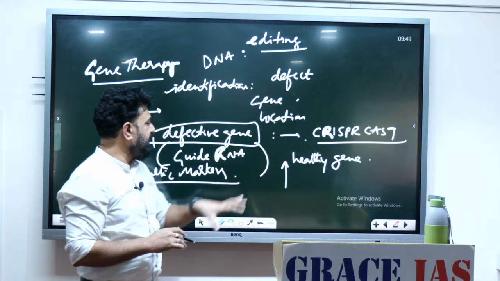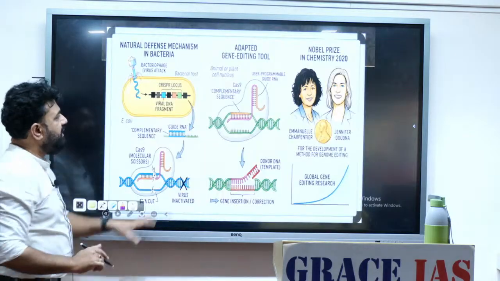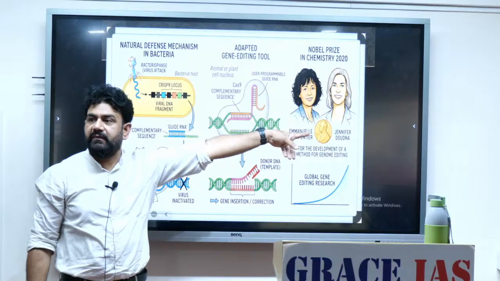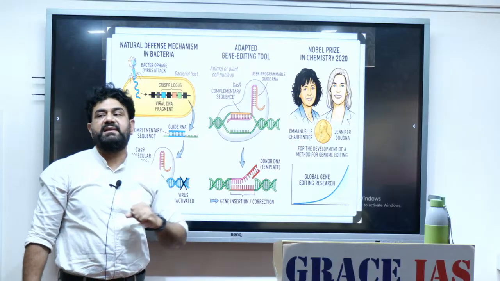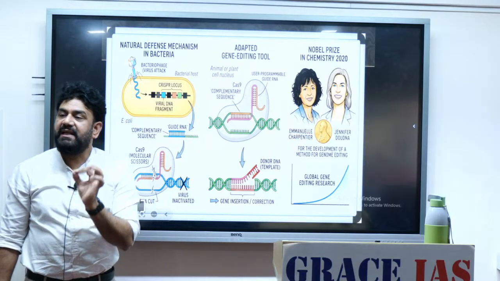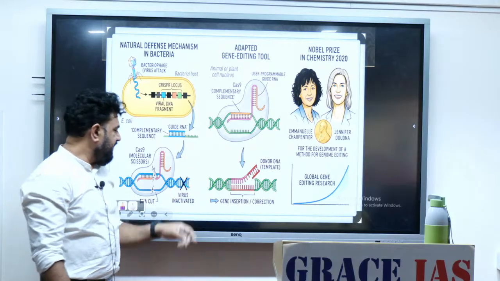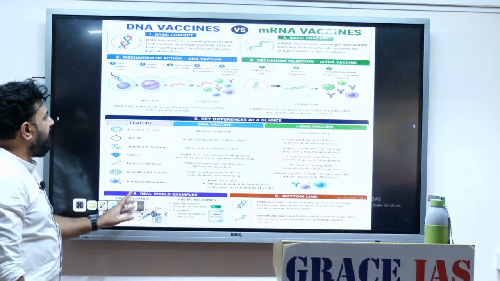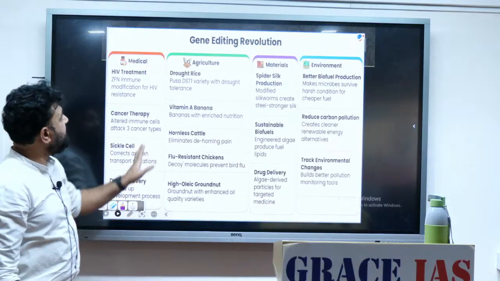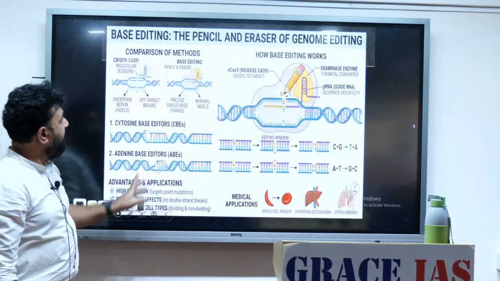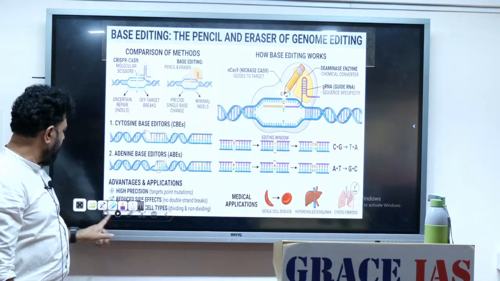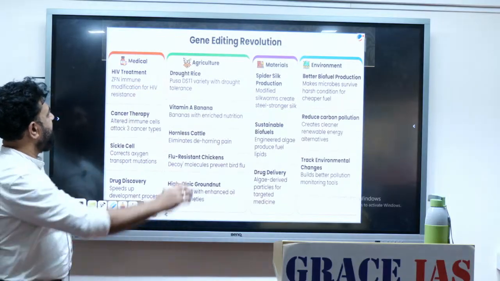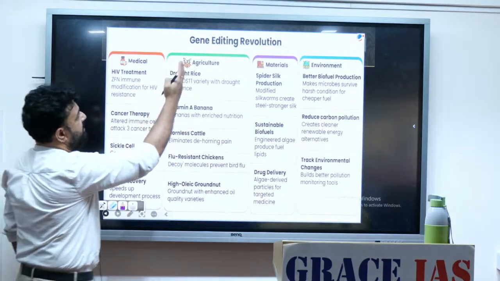So that is what gene editing is here, and that is what you are looking at here. We are using CRISPR-Cas9 technology for gene editing. Now there is one more update, a recent development, called base editing. So before we go to that, just have a look at it. Yes, gene editing.